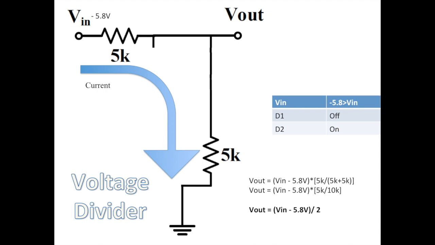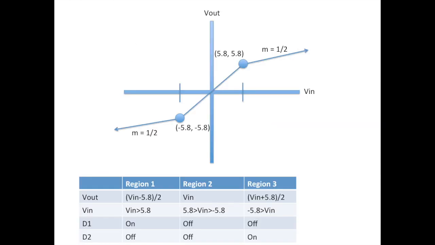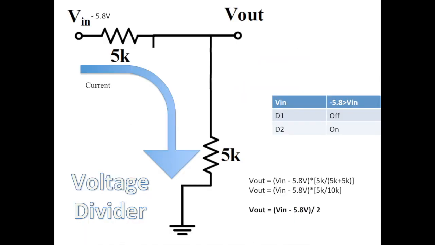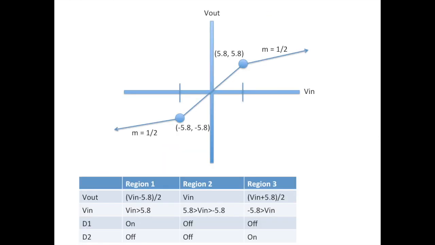And we once again have a voltage divider that results in V out equal to quantity V in minus 5.8 volts divided by 2. We add this to our graph. Note that the slope is also the same, m equals 1/2, and the graph is still continuous. And we have our final graph and chart showing each region and V out as a function of V in.